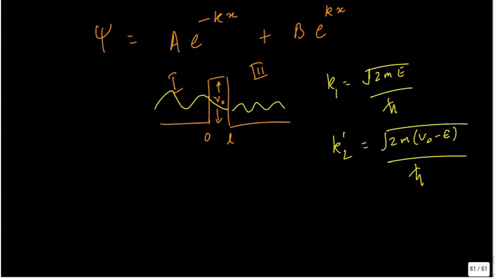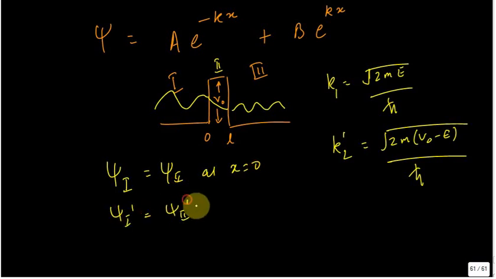And then again, I have two boundaries, 0 and L. Yes? So I have to match psi 1 and psi 2 at the boundary. I have to match psi 1 equals psi 2 at x equals 0, and psi 1 prime equals psi 2 prime at x equals 0.